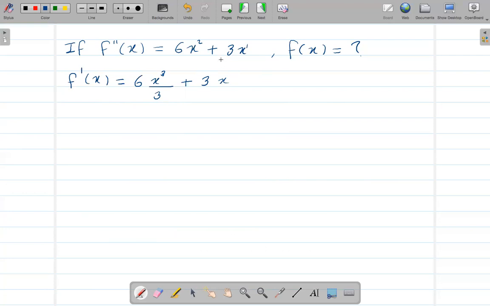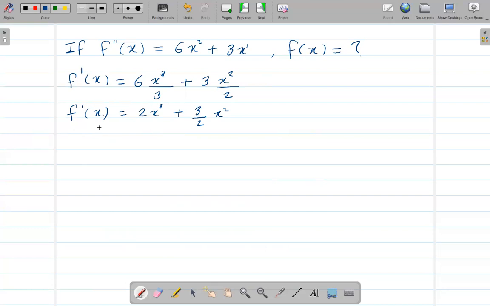There is always 1 on the power if there is nothing written. So x to the power 1 plus 1 is 2, divided by 1 plus 1 is 2. Now here 6/3 is also 2, so 2x to the power 3 plus 3/2 x squared. Okay, so this is f prime. We took the antiderivative of f double prime, so we get f prime, right?